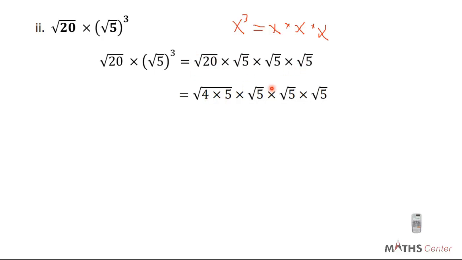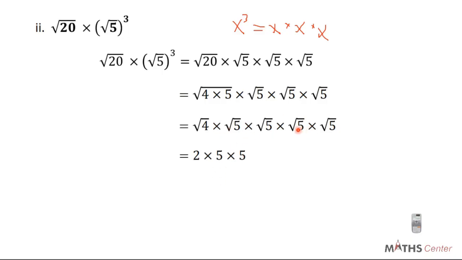Then we have this here: square root of 5 times square root of 5 times square root of 5. Now let's expand this. We are going to have square root of 4 times square root of 5, then these three: square root of 5 times square root of 5 times square root of 5. We know that square root of 4 will give us 2. Now from the properties of surds, we know that square root of 5 times square root of 5 will give us 5. So we are going to have times 5.